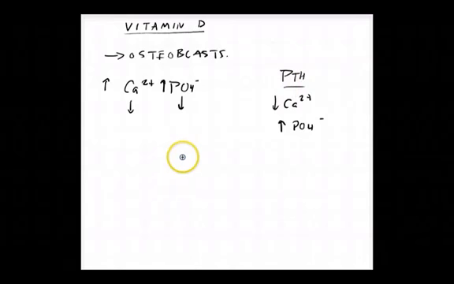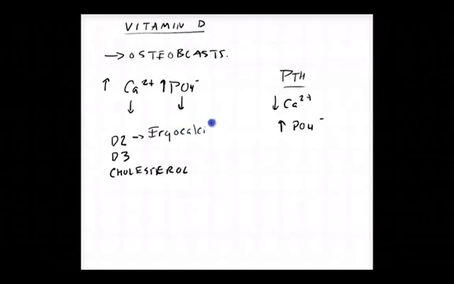Now, vitamin D can be ingested in one of two forms. It can be ingested as D2. It can be ingested as D3. And when there's adequate sun exposure, it can be synthesized from cholesterol. Vitamin D2 is also known as ergocalciferol. Vitamin D3 is known as cholecalciferol.